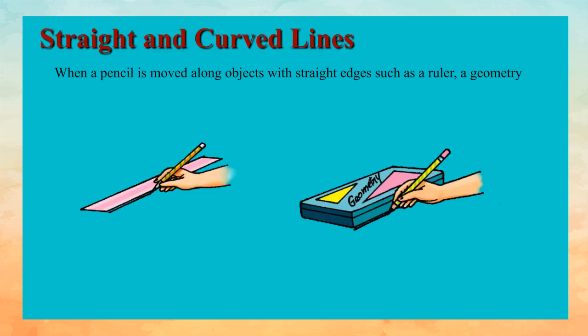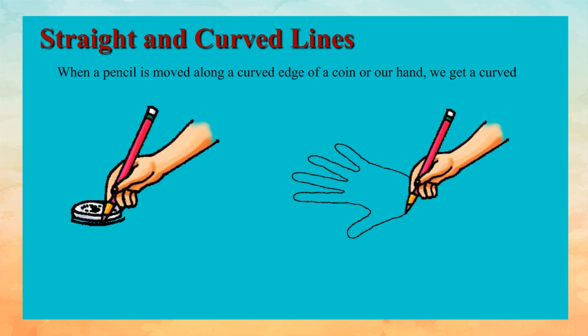Straight and curved lines. When a pencil is moved along objects with straight edges such as a ruler, a geometry box, a book, a dice, etc., we get a straight line. When a pencil is moved along a curved edge of a coin or a hand, we get a curved line.